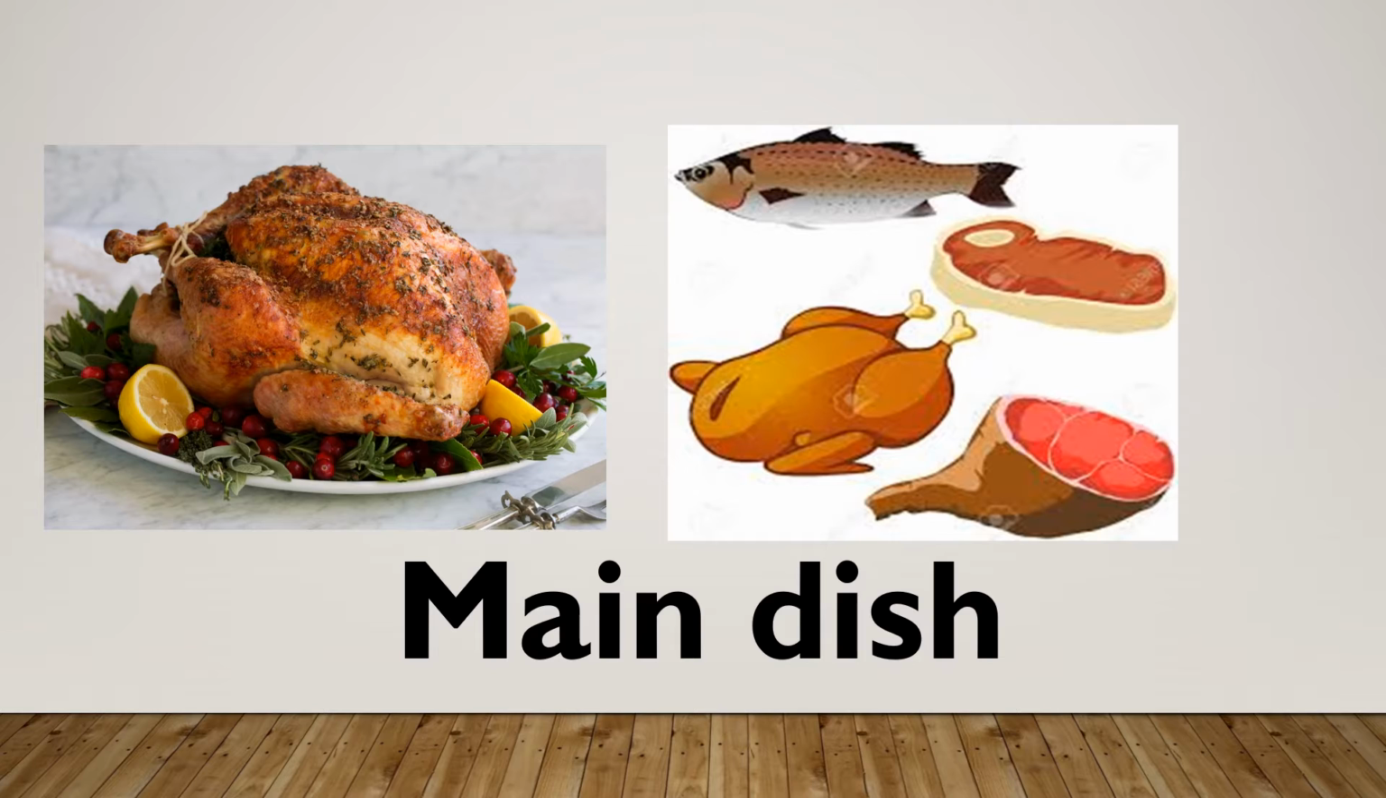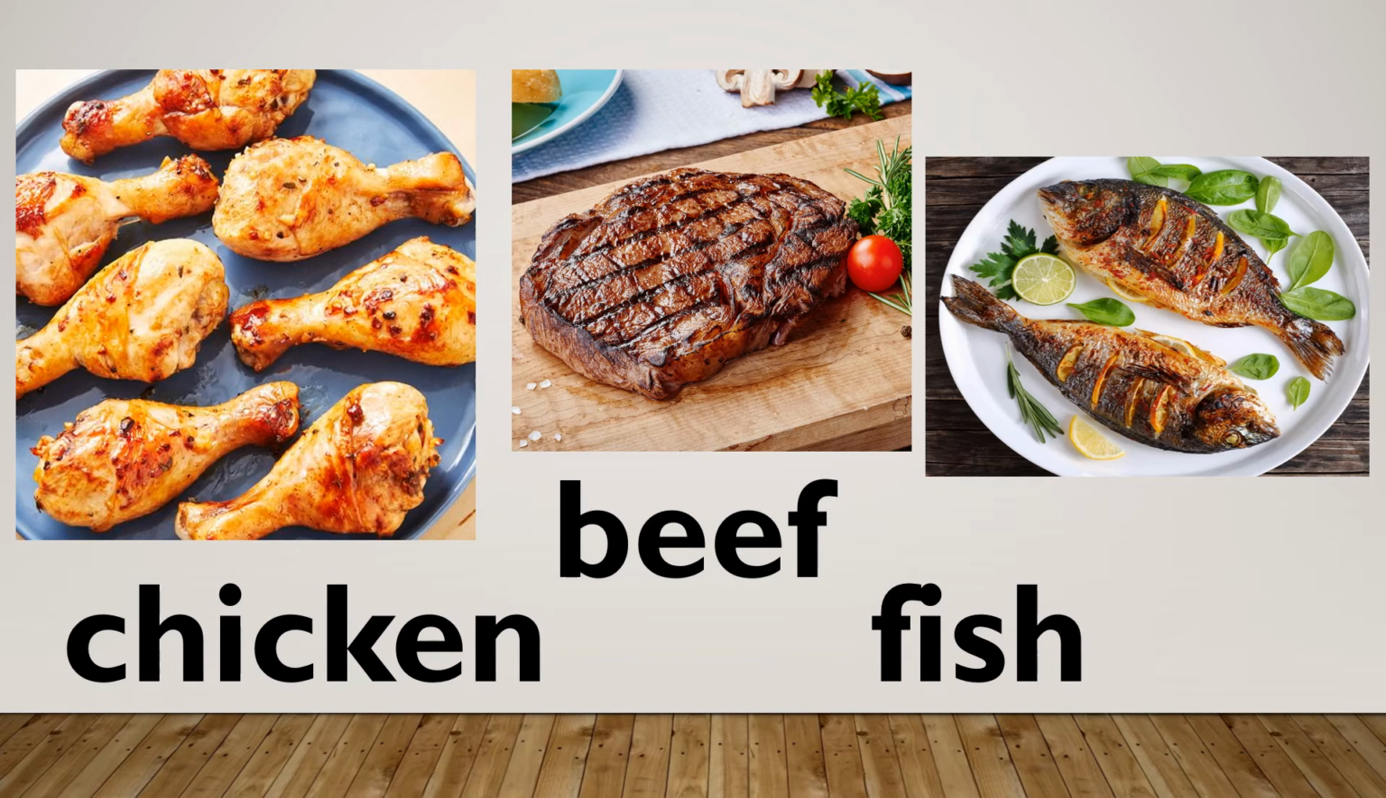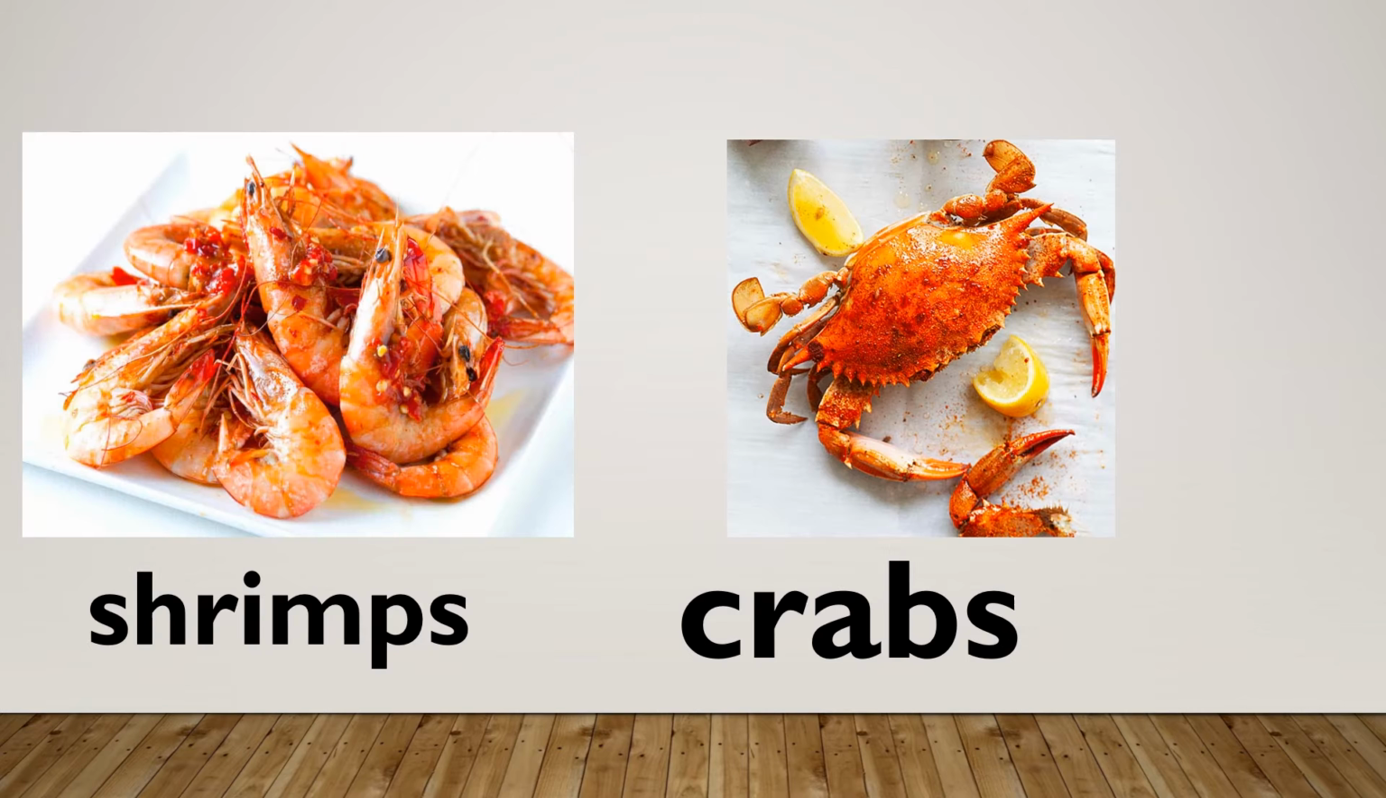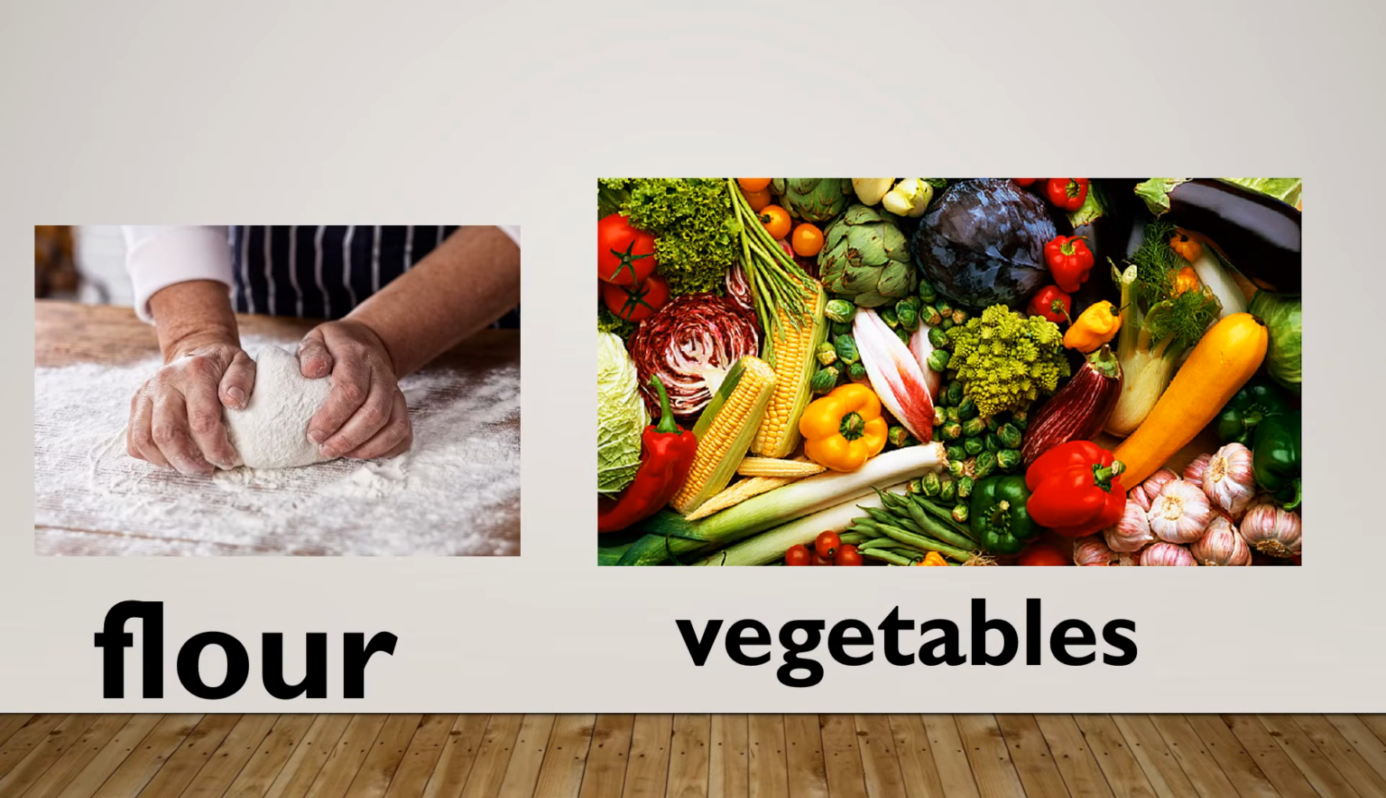Please repeat after me. Main dish. Main dish can be like what? Like chicken or beef or fish. They are main dishes. The main dish can also contain shrimps or crabs, so the main dish usually contains meat. We have also flour. We use flour to make bread, vegetables to make salad.